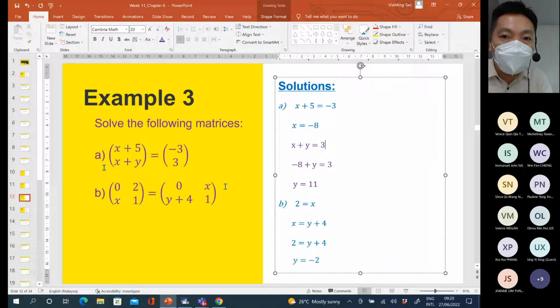Right? So from here we can conclude x is equal to 2. Then the next step is we substitute x equal to 2 into this equation, which is x is equal to y plus 4. So we substitute 2 into the x and get the answer y is equal to -2.